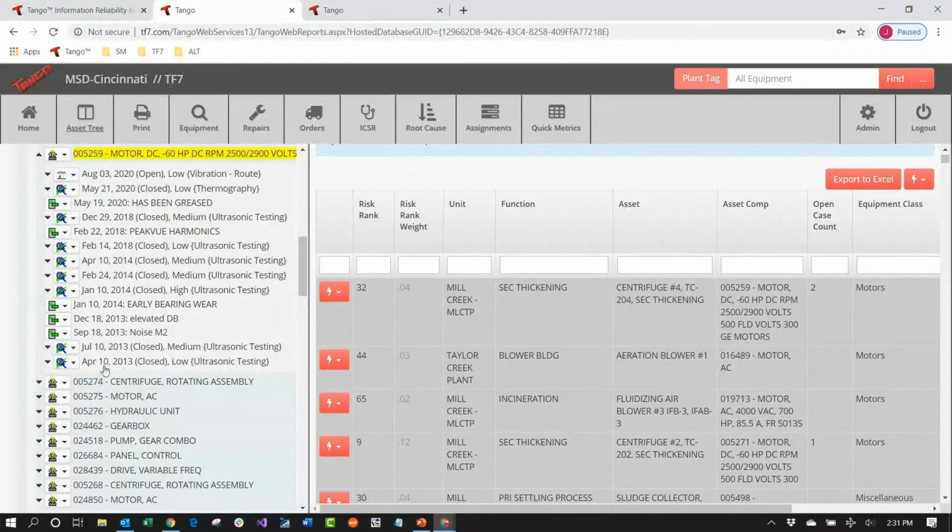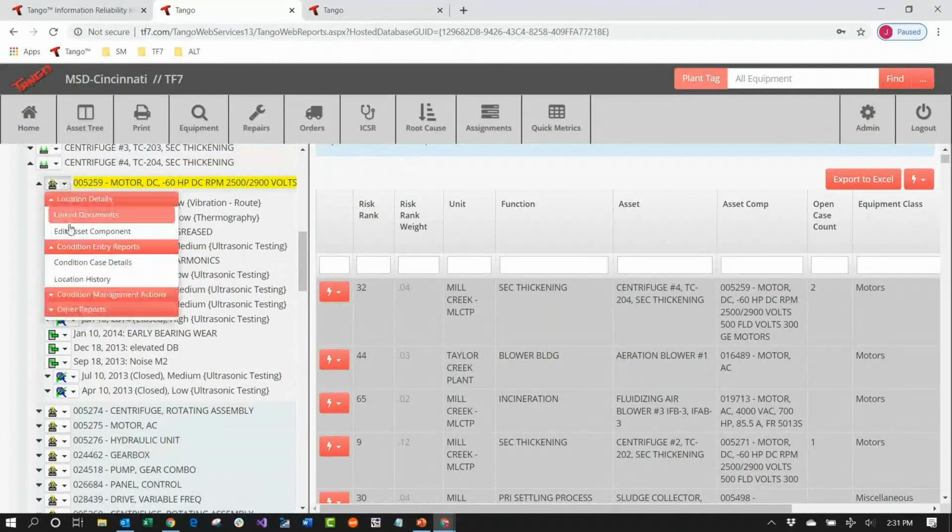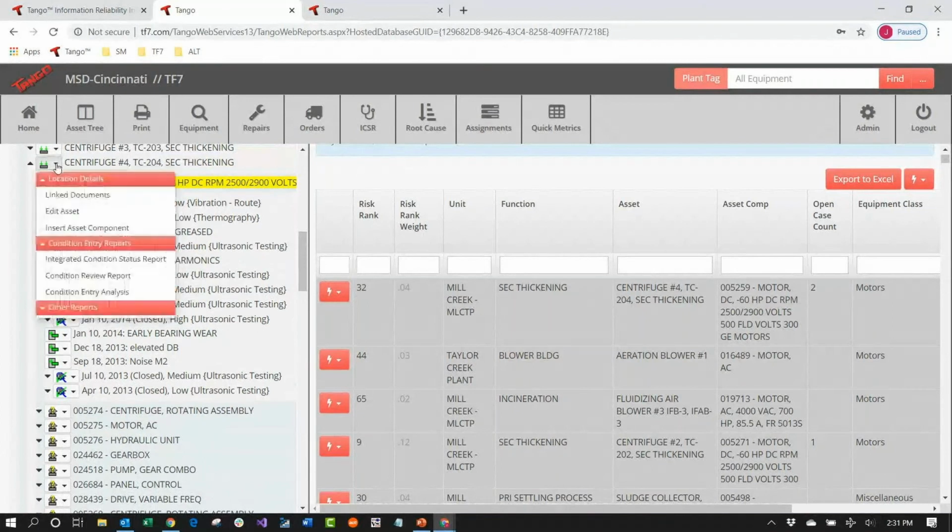And I now have the details about each one of these routes, some as recent as a week ago, 10 days ago, all the way back to ultrasonic condition entries from back in April of 2013. So that helps me pinpoint that maybe I need to put a little more focus on why I'm having repetitive failure modes on this particular motor.